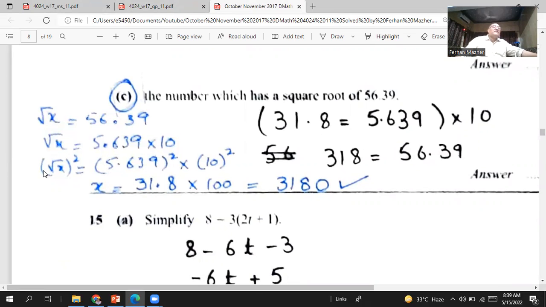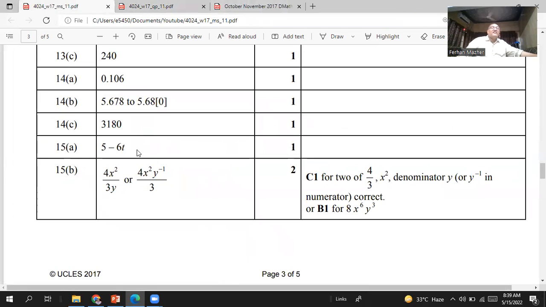So take the square on both sides. It will become the square root of x squared, and the square of this and the square of this. And this will become x. I know from that table that the square of 5.639 is 31.8, because the square root of 31.8 is 5.639. And 10 squared will be 100. So when you multiply, it will be 3180. And that is the answer. 3180 is the answer.